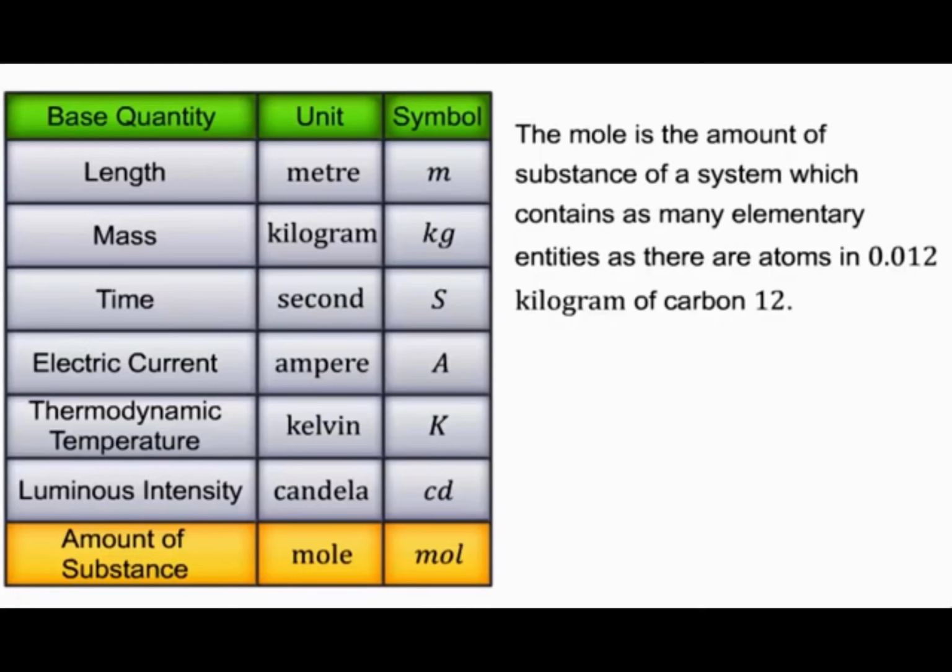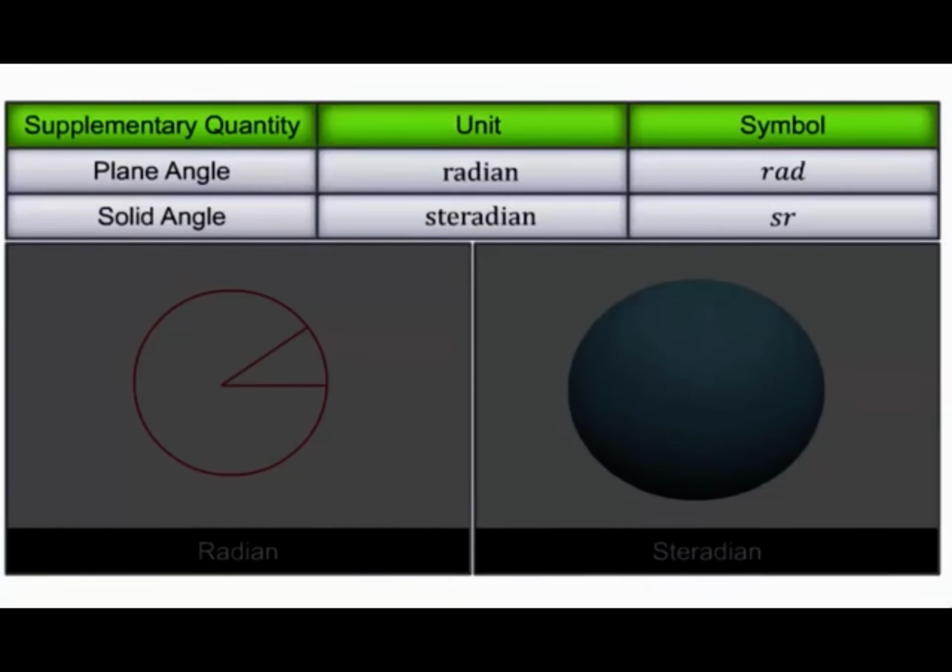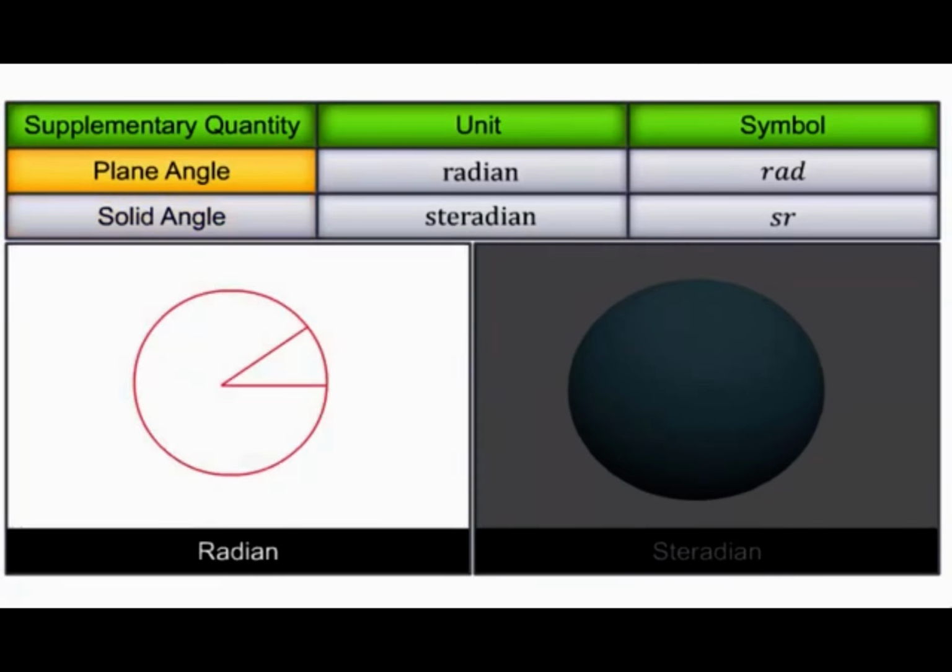Apart from these base units, SI has defined two more units for two supplementary quantities, namely plane angle and solid angle. Plane angle d theta is the ratio of the length of an arc of a circle to the radius of the circle, and is measured in radian, denoted by the small letters rad. It is defined as the angle subtended at the center of a circle by an arc of length equal to the radius of the circle.